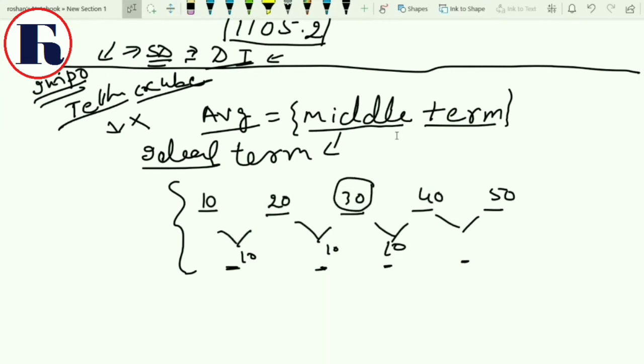And that's the beauty of this concept. This concept says that whenever we find the average of an AP, no need to do any literal calculation. The average of an AP will always be the middle term.